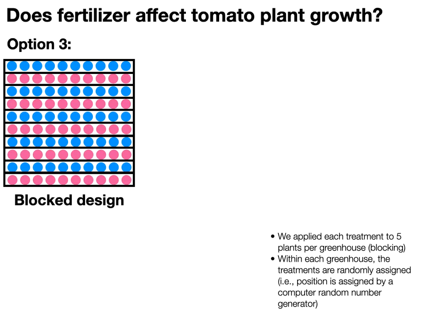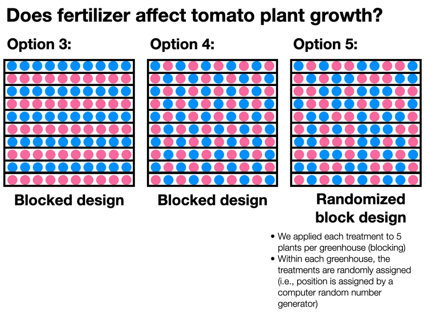What about this option? We could design our study like this. We could have each greenhouse have just one treatment, but we could alternate the types of treatments in this kind of blocked fashion. Or we've got option 4 and option 5, different ways of blocking our experiment. In option 4, again, each greenhouse has 5 and 5, but now we've alternated them. And in option 5, each greenhouse has 5 and 5, but we used a random number generator to assign where we were going to put these particular plants.